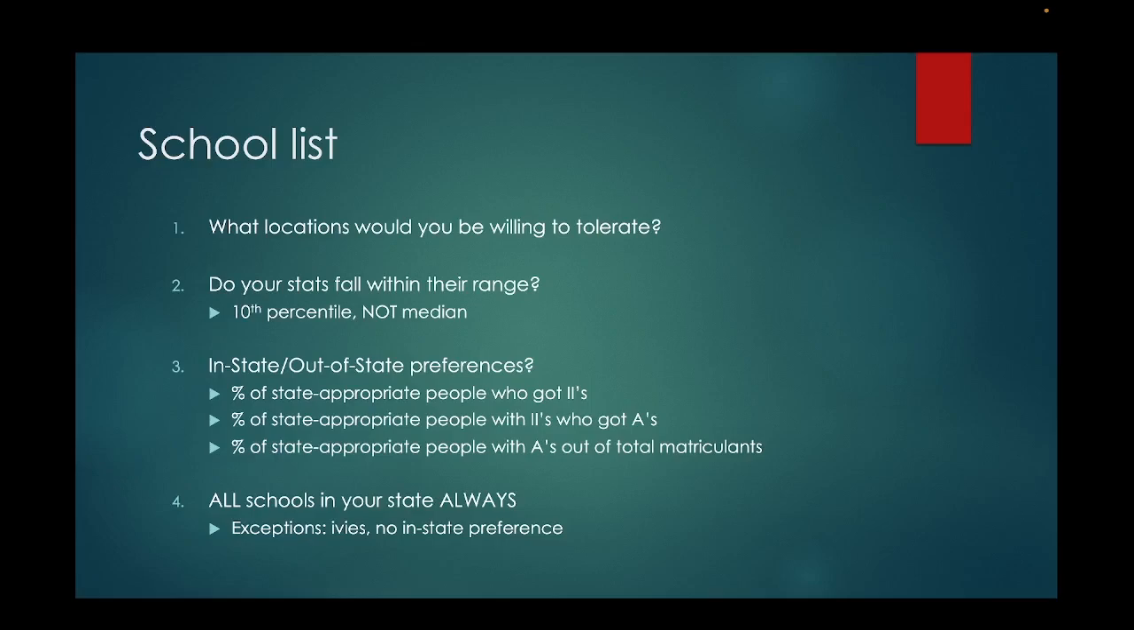I narrowed down personally firstly by what locations or states I was willing to tolerate in the least picky way, then eliminate schools that you are just wildly below their 10th percentile cutoff for MCAT or GPA. Then I would make an Excel sheet and note in-state versus out-of-state preferences, and then narrow down and eliminate accordingly based on this data and your financial situation as far as how many schools you're able to apply to. And then lastly, in general, apply to all the schools in your state unless they're Ivies and or they have no in-state preferences and your stats are just wildly out of their range.